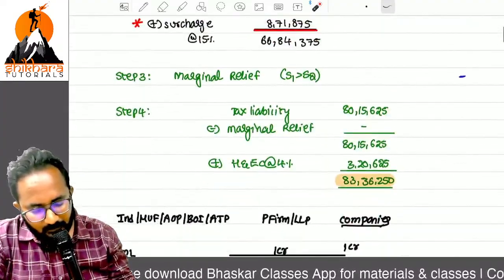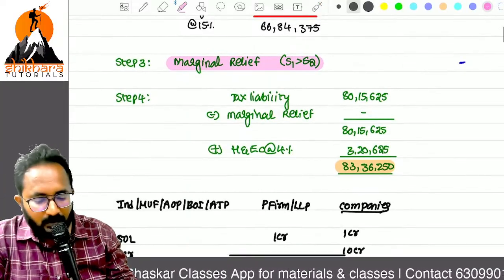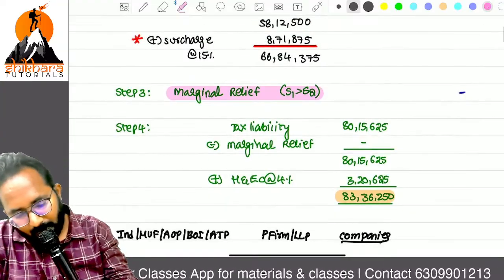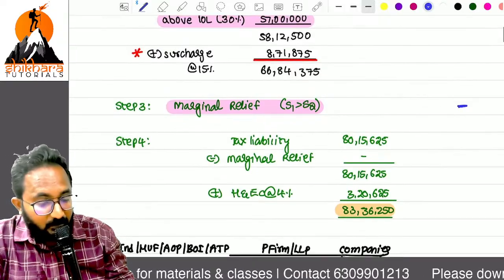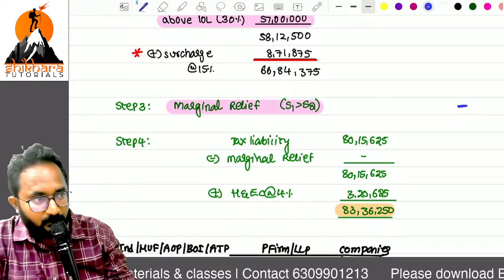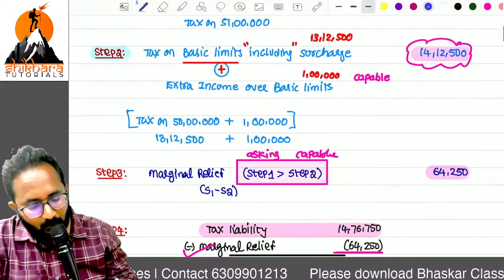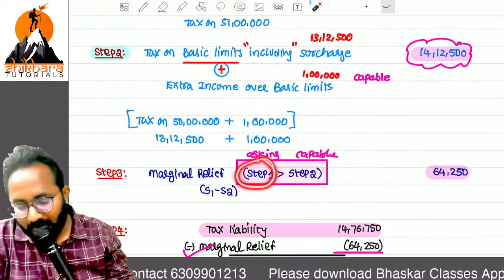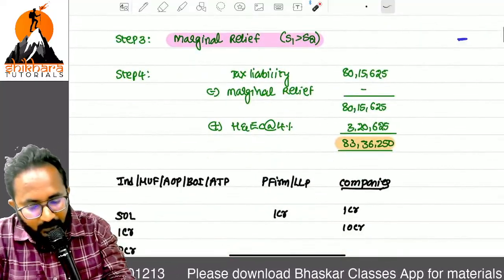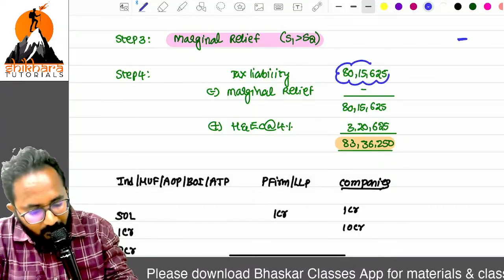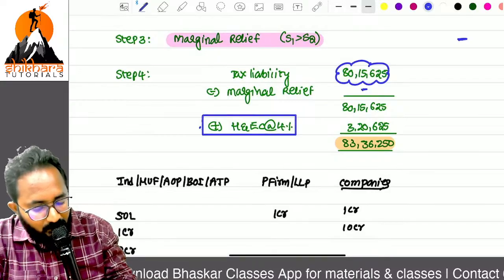If you observe, step 1 is more than step 2, yes, no marginal relief. Marginal relief is available only when step 1 is more than step 2. But here it is a reverse case, so that is not possible. That's why marginal relief is 0. Finally, whatever you have in step 1, that only you are required to pay as tax, by adding health and education cess.